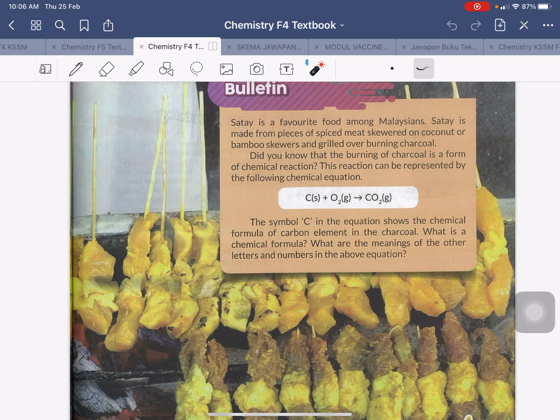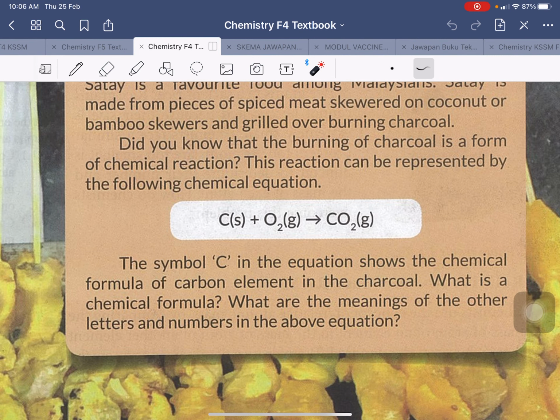G is gas. So as you can see, in the chemical equation, the symbol C shows the chemical formula of carbon element.